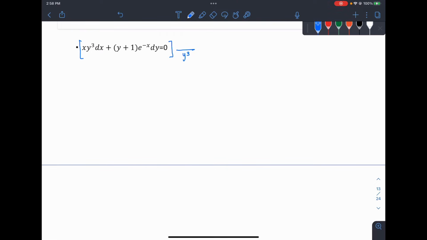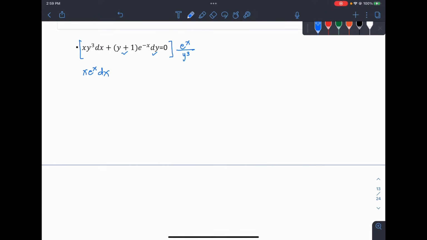And then for the differential dy, so y plus 1, but then we have e raised to negative x. So its reciprocal is positive, e raised to positive x. So that's giving us, so y cubed will be cancelled out. So we have x e raised to x dx.